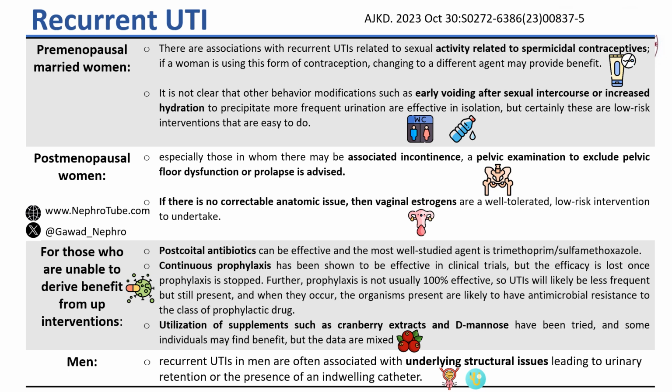Finally, regarding men, recurrent UTI in men must be followed by searching for underlying structural issues. Usually these men have underlying pathology or underlying abnormal anatomy, so you have to search for that. Or they have an indwelling catheter with recurrent UTI. But in the absence of an indwelling catheter, recurrent UTI in men must be followed by a good search for underlying structural issues.